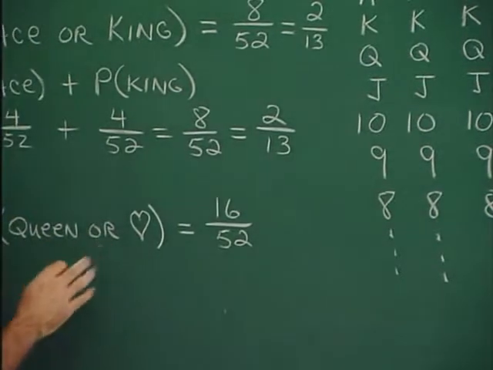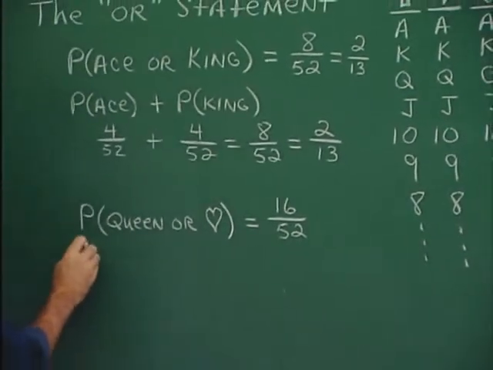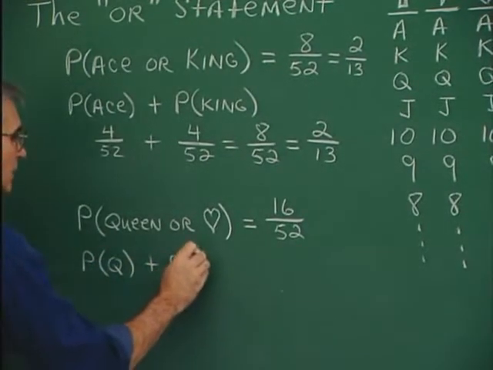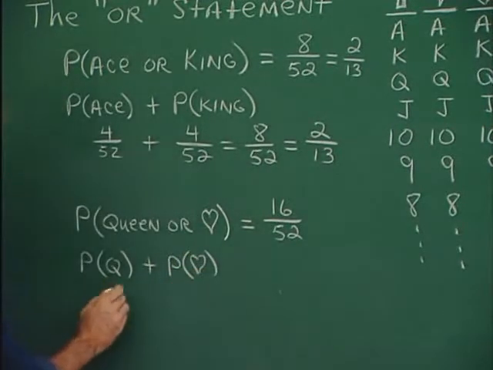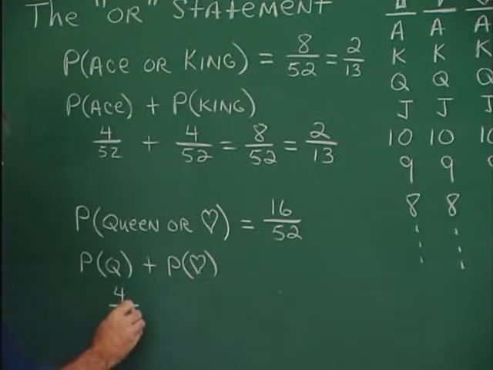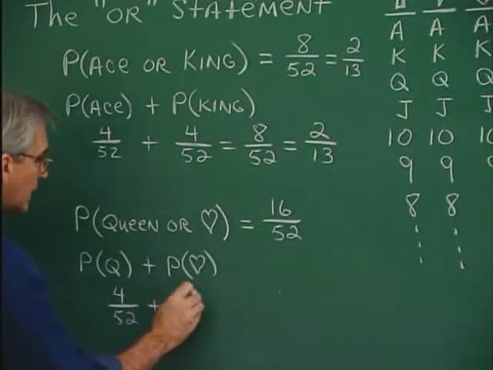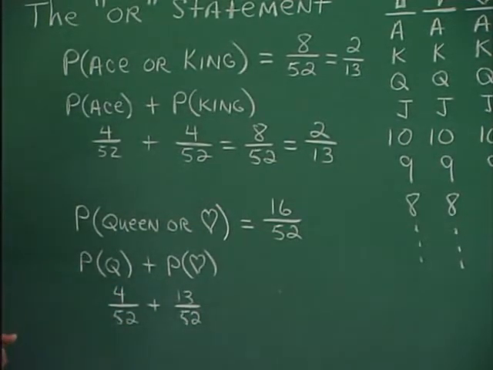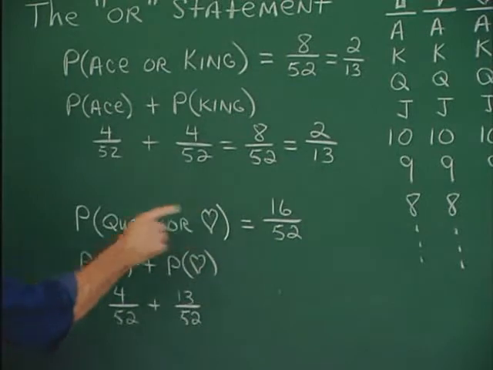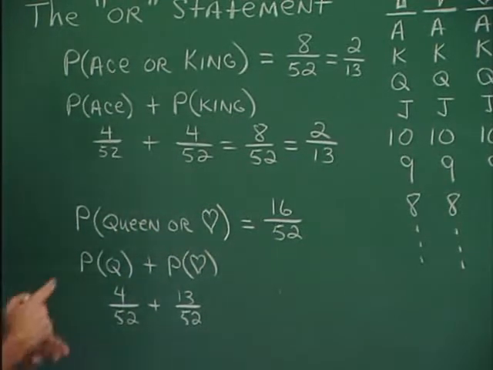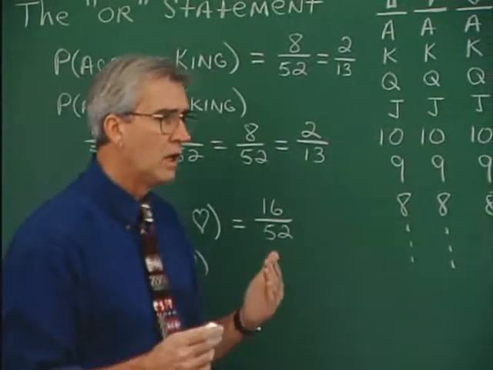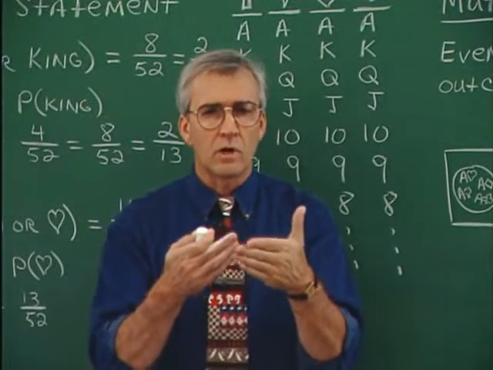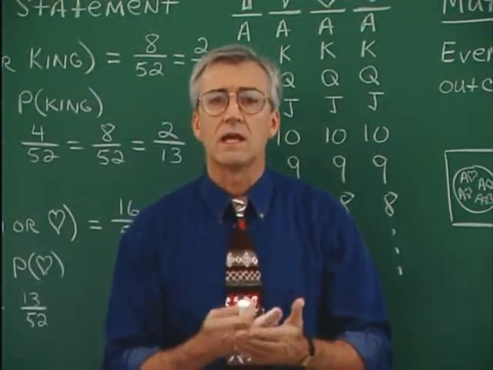Now, does this imply that we could make the calculation as the probability of a queen plus the probability of a heart? Certainly not, because the queens would be 4 over 52, and this would be 13 over 52, which would give a double count on the Queen of Hearts. It turns out to be 17 over 52 and not 16. So this brings us to a situation where if the two situations have something in common, then we're going to do some double counting, and we have to accommodate that.